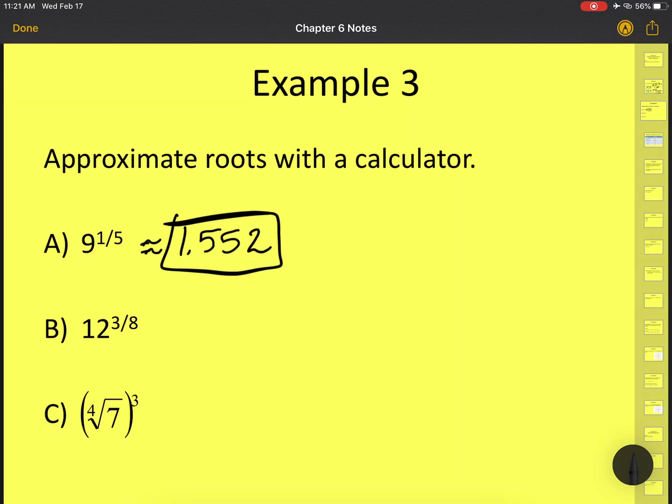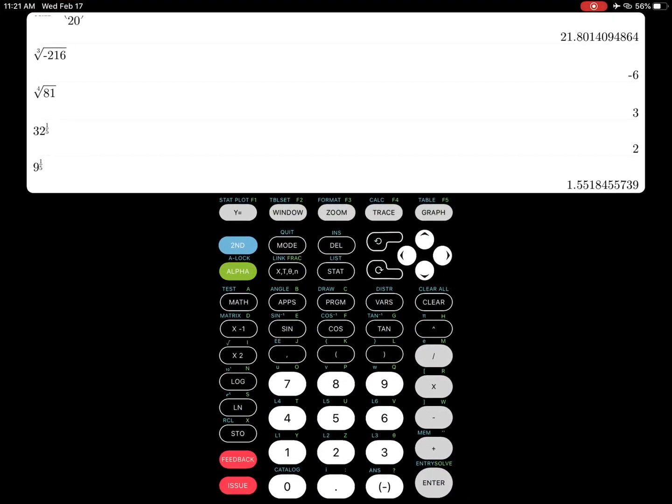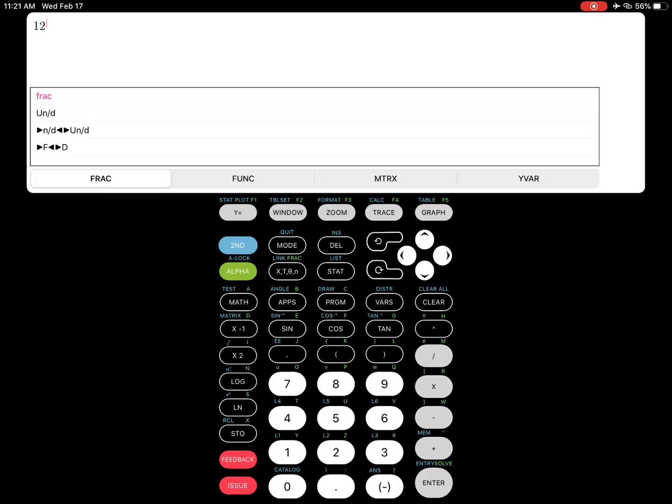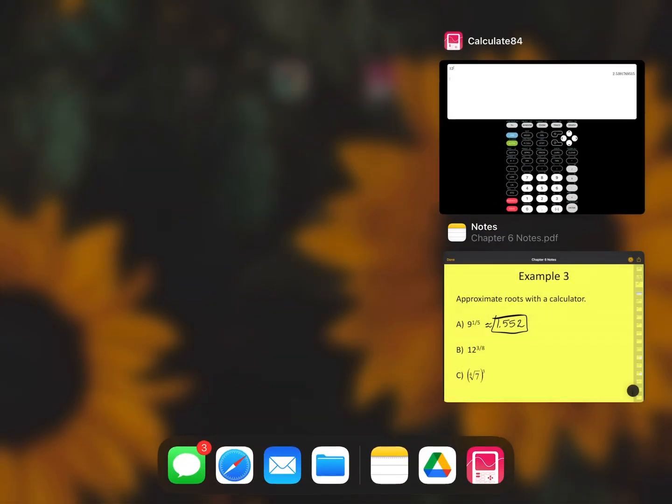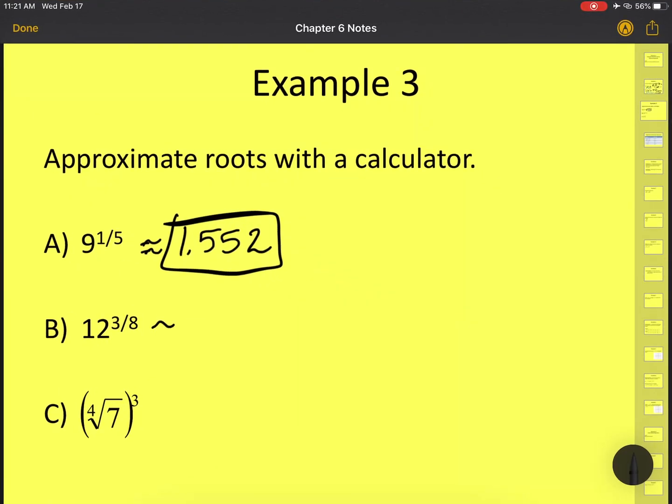B, we're going to do 12 to the 3/8. So 12, exponent button, 3 over 8, equals. And if we round that to the thousandth, 2.539.